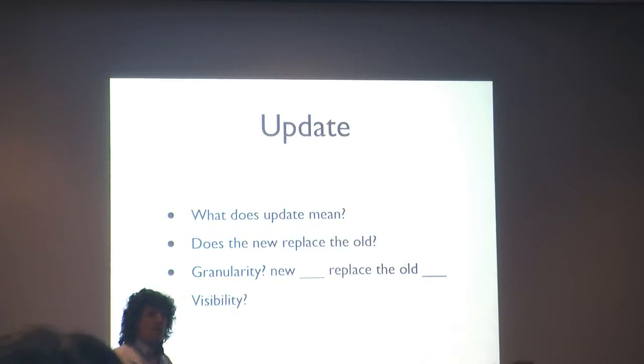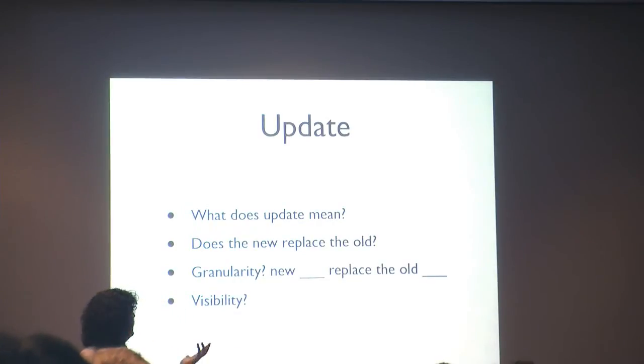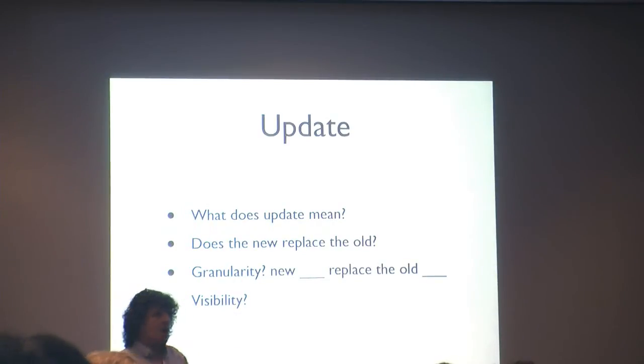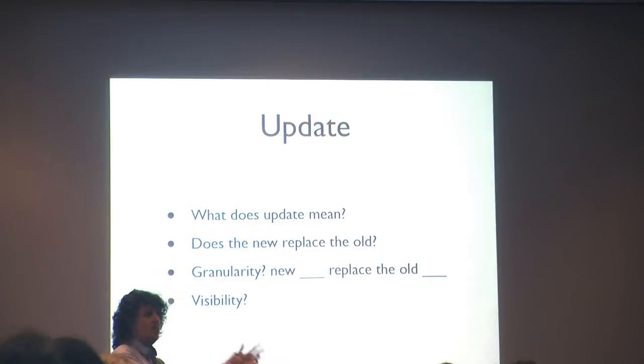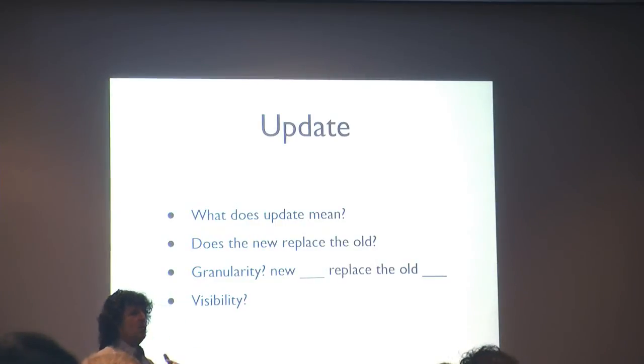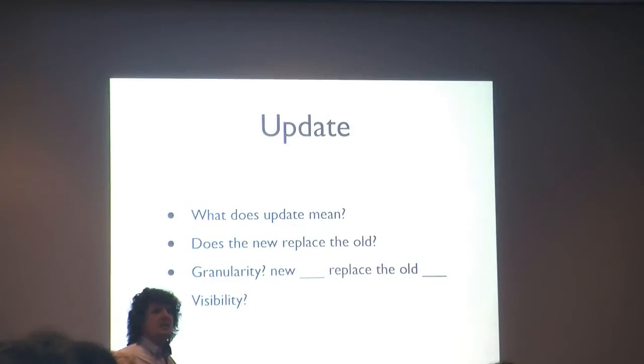Right? And we have this problem also with databases. Update, what does it mean? Does an entire row replace another row? Is it a column thing? Does the whole document replace the whole document? Can you replace one part of a document? If more than one person is doing this at the same time, what's happening? Right? What are the semantics of update?